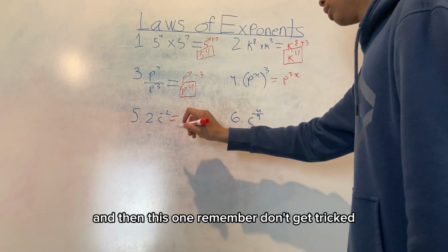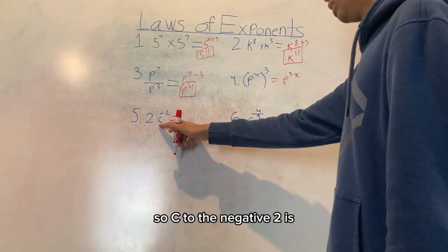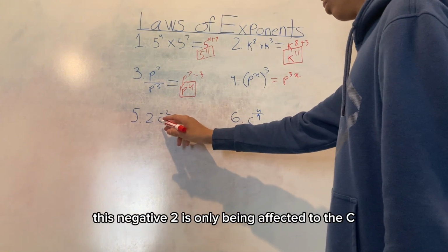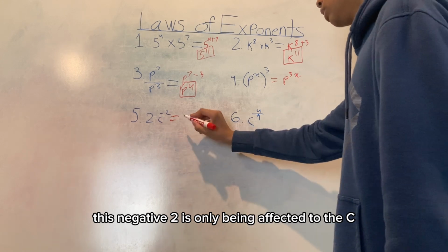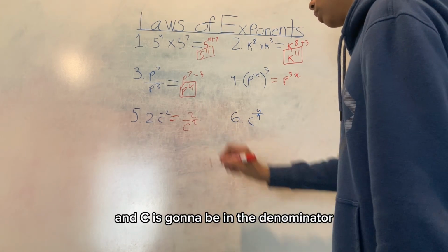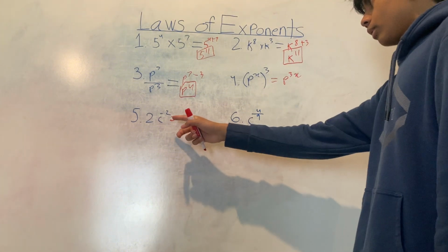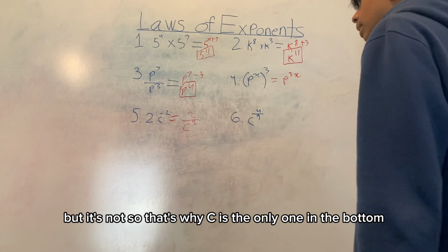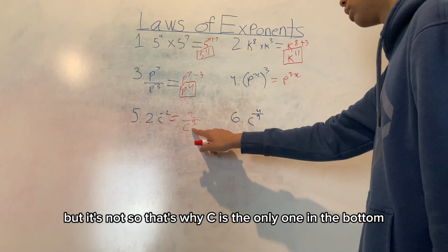And then this one, remember, don't get tricked. So c to the negative 2, this negative 2 is only affecting the c. So 2 is going to be in the numerator, and c is going to be in the denominator. If this negative 2 were attached to this, then this would also be in the bottom. But it's not, so that's why c is the only one at the bottom.